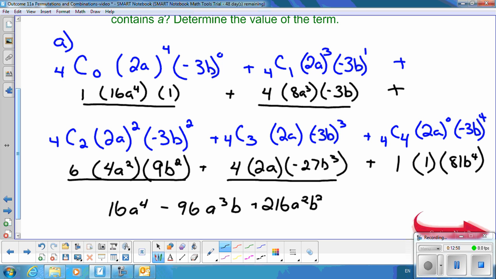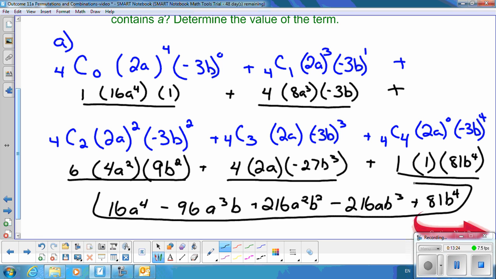The next one is going to be minus 216, a b cubed. The last one comes from this last term, so it becomes positive 81b to the power of 4. So there's the expansion of that binomial.